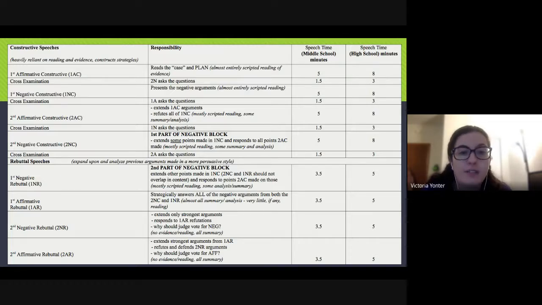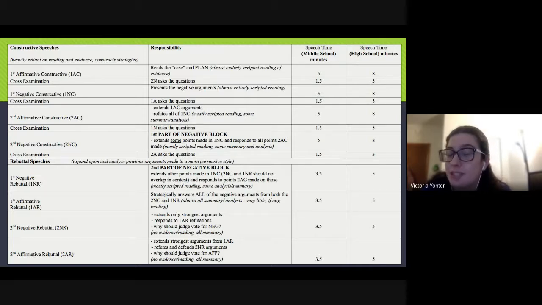The 1AR strategically answers. It's a short speech. In high school debate, you have 5 minutes to answer 13 minutes of arguments. In middle school debate, you have 3.5 minutes to answer 8.5 minutes of arguments. That's a lot. You have to pick and choose. You have to be efficient. The 1AR is not the most fleshed out speech. It's not the most analysis. It's just trying to answer everything that the 2AC made and extend it and be really efficient.